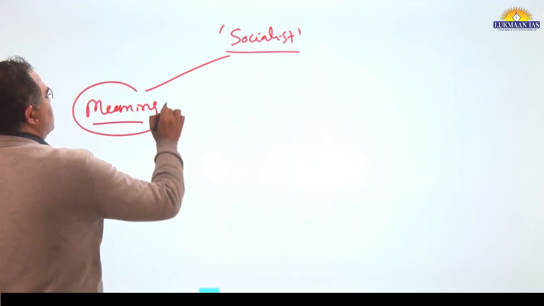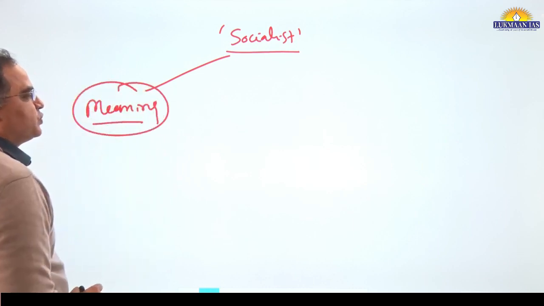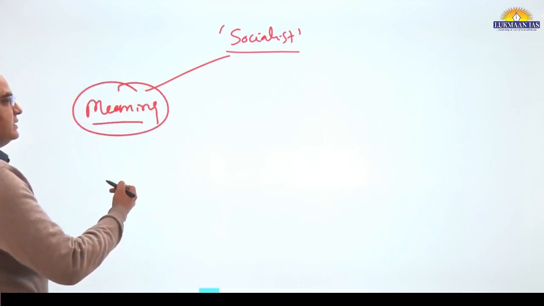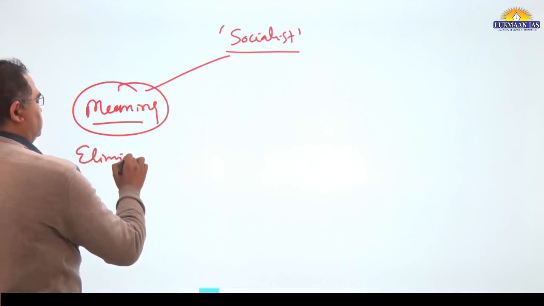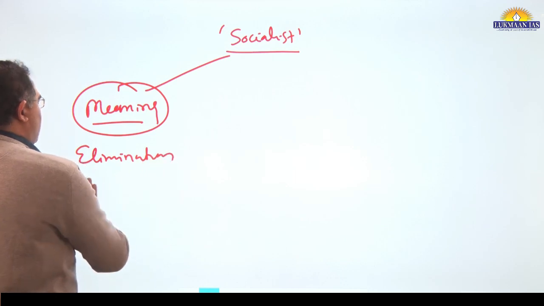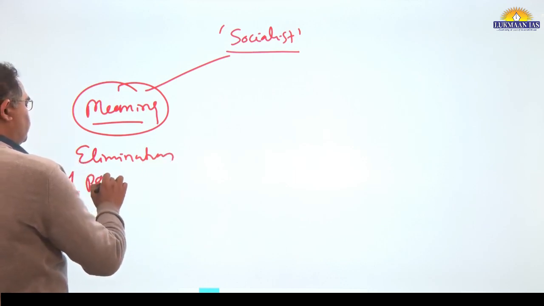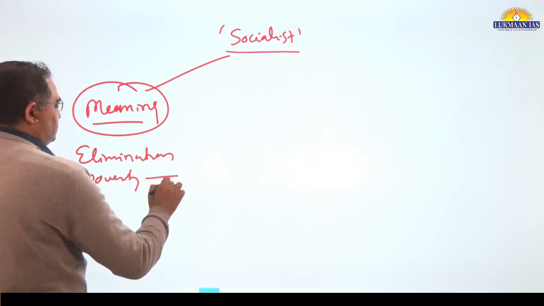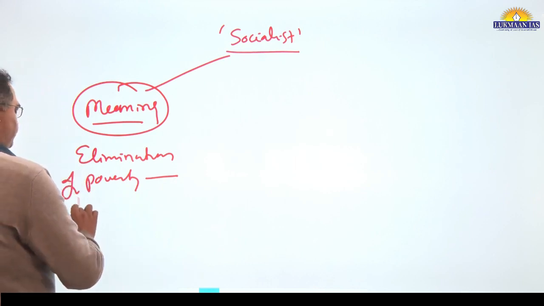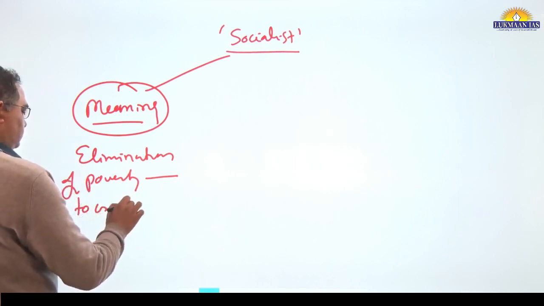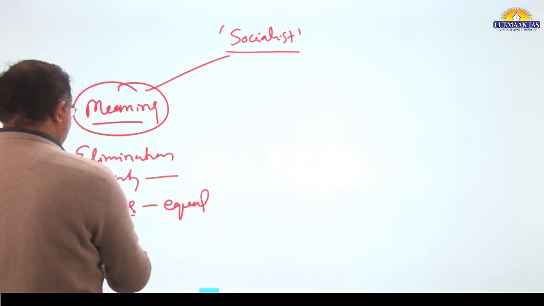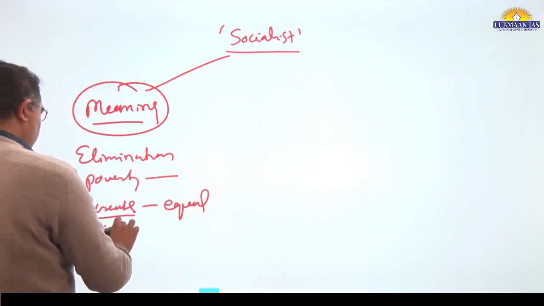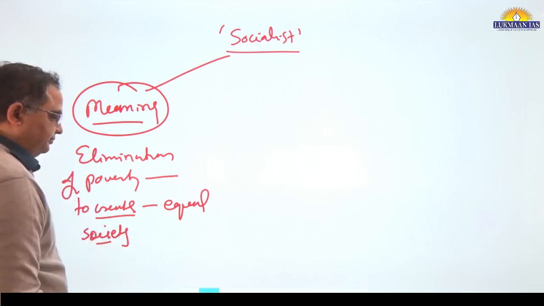So we talked about the meaning of socialist in terms of our country. We say it is elimination of poverty and backwardness, to create a more equal society.